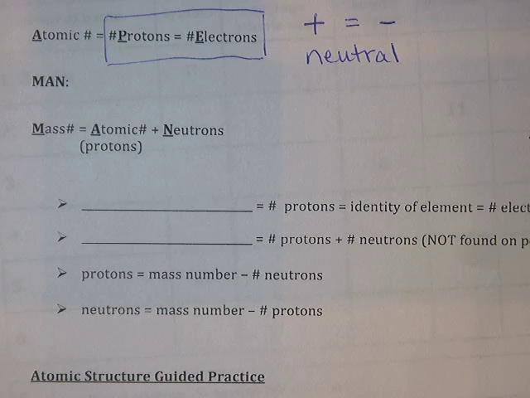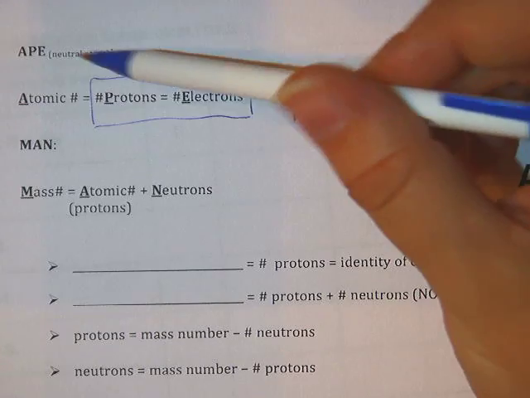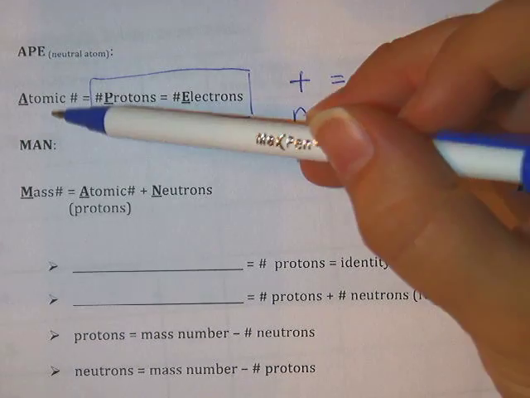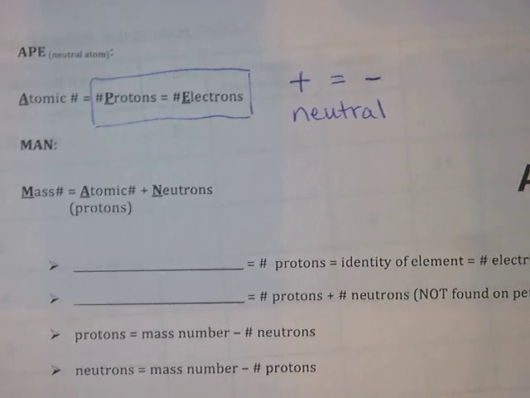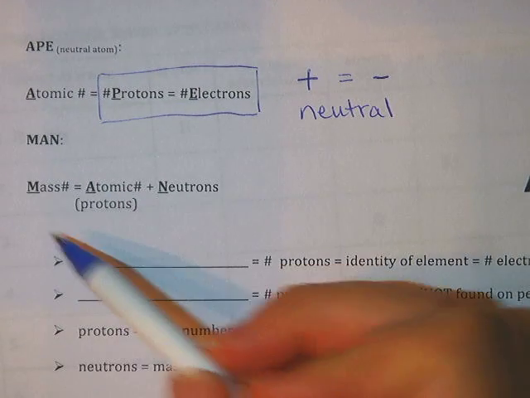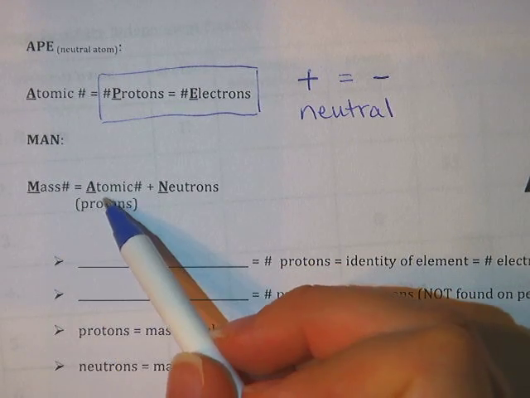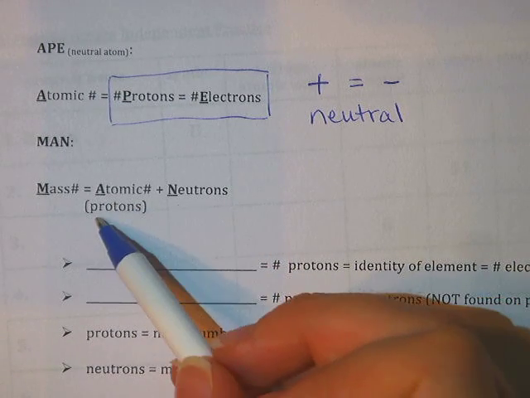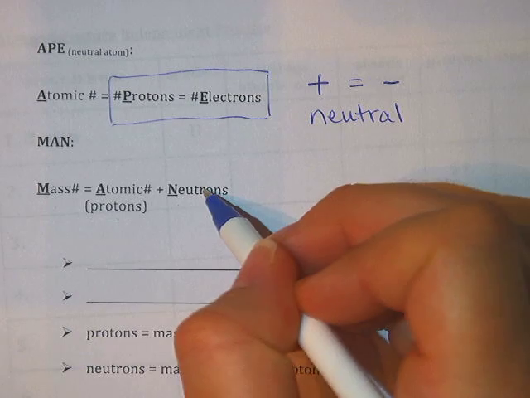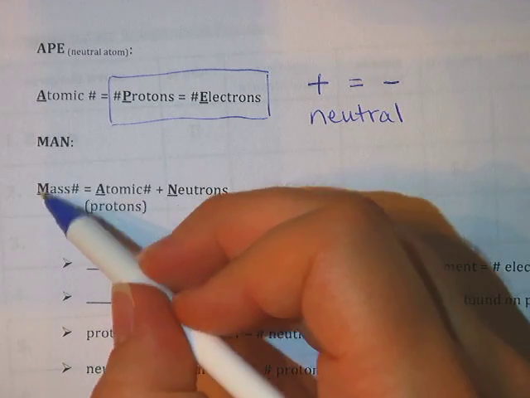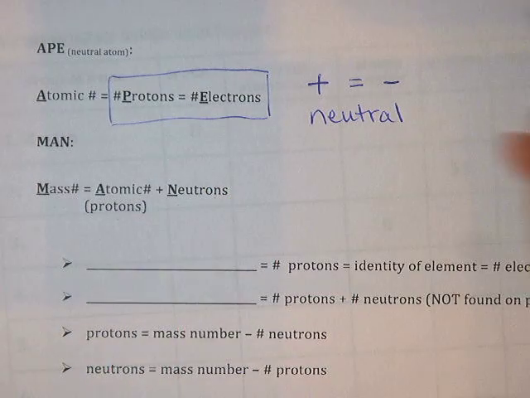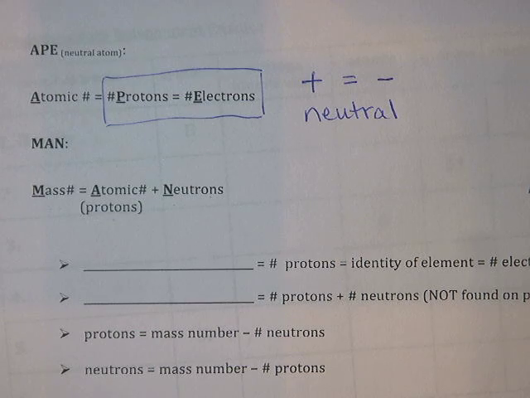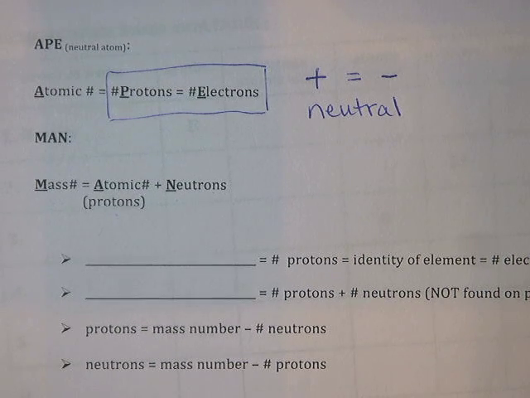Anyway, ape man tells you atomic number is equal to your protons equal to your electrons. Man stands for the mass number equals your atomic number plus your neutrons. Atomic number is protons, so protons plus neutrons are atomic number plus neutrons. That'll find you the mass number, which again is different from the mass on the periodic table.